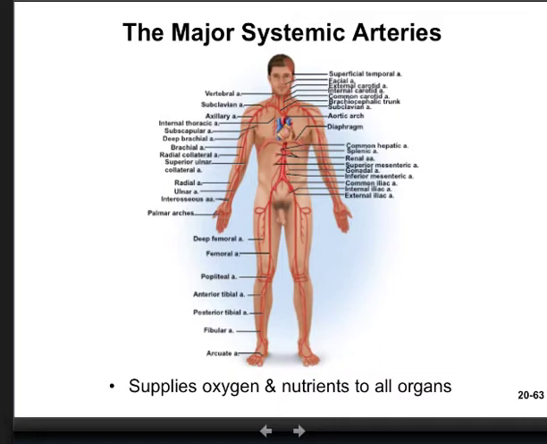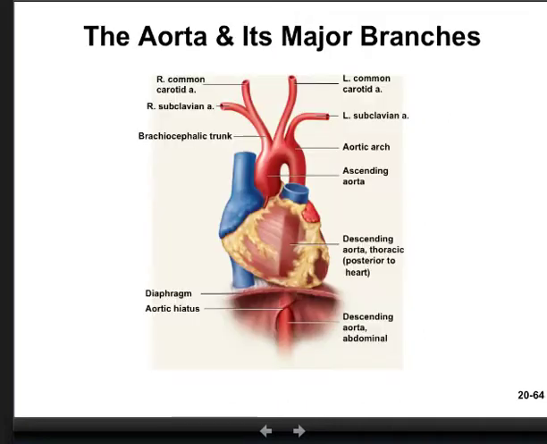So in order to pay the body's energy debt, we have to have oxygen present so that we can produce enough ATP to run this entire machine. And so here we're looking at the aorta and its major branches. So this is the anterior view of the heart. There's the superior and inferior vena cava, and that's the right atrium. The right ventricle will be right about here.